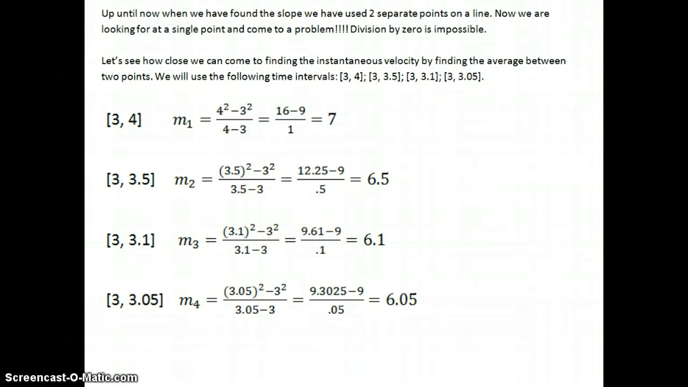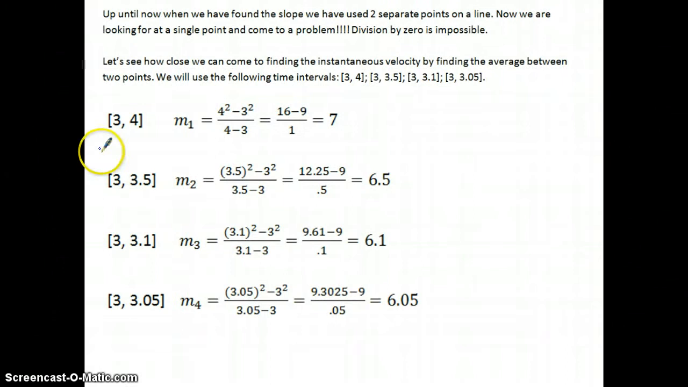So we're going to use these time intervals: from 3 to 4 seconds, from 3 to 3.5 seconds, from 3 to 3.1 seconds, from 3 to 3.05 seconds, and just see what happens as we get closer and closer and closer to that single point. So let's first look at the average rate of change between 3 and 4 seconds.